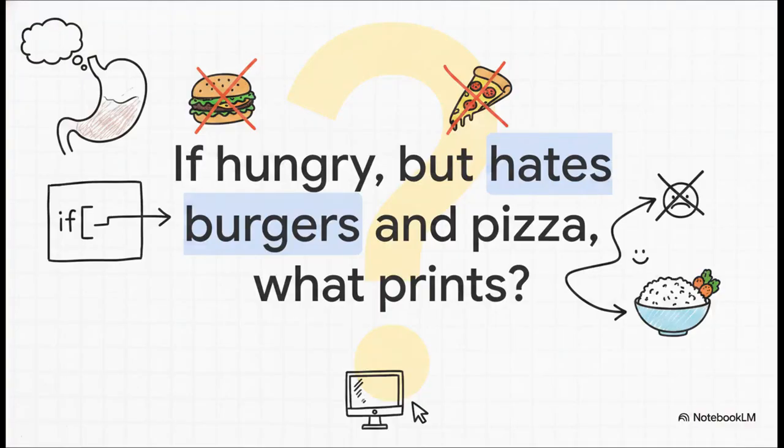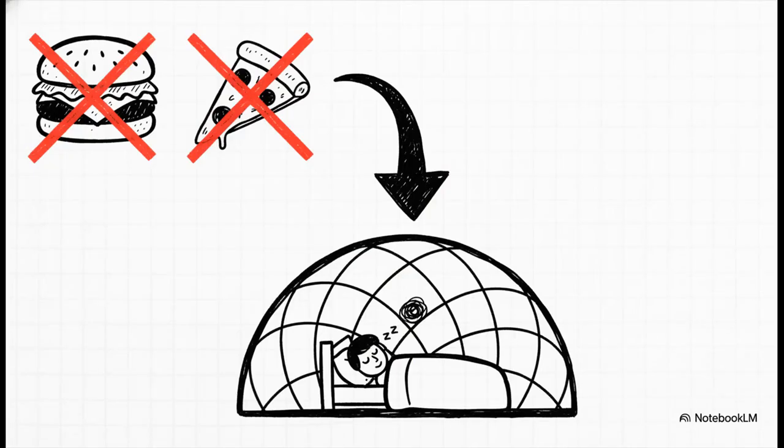To really wrap our heads around conditionals, let's look at the ultimate everyday scenario, deciding what to eat when you are absolutely starving. Imagine our developer is hungry, and the program uses an if statement to verify that. But here's the catch. Our developer completely rejects both fast food options available, burgers and pizza. So what exactly happens in the code when those preferred conditions just aren't met? Well, the answer? Sleep without eating.